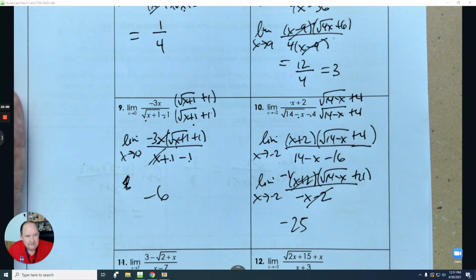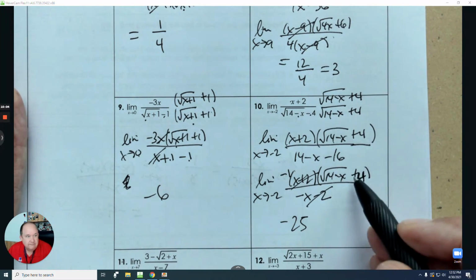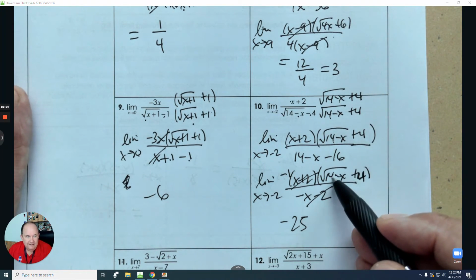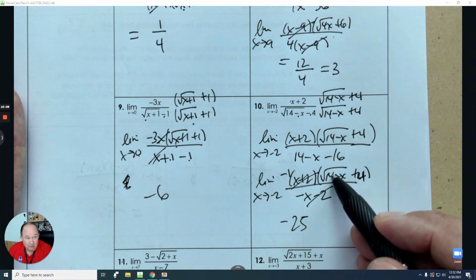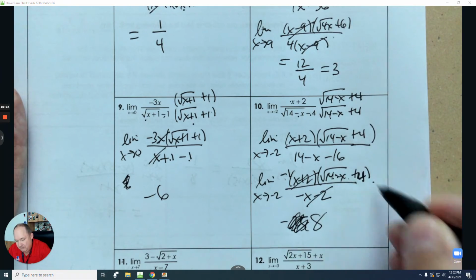Let's try it again. Oh, that's not a 21. That's a 4. My writing. So again, this was the square root of 16, which is 4 plus 4, which is 8. And that makes a negative 1, makes it a negative 8.